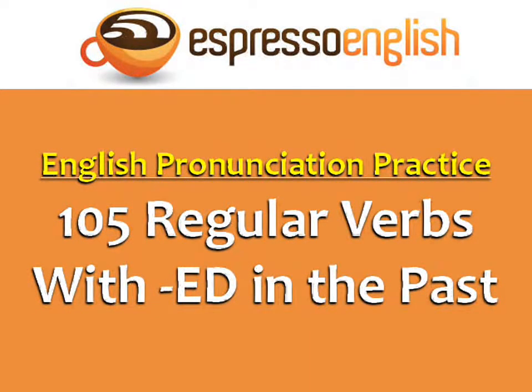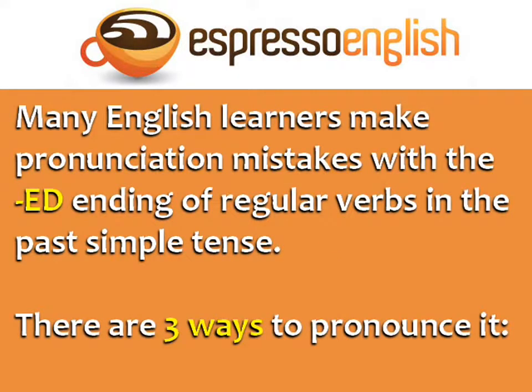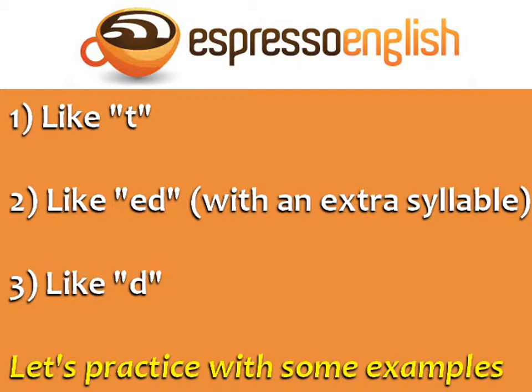English Pronunciation Practice 105: Regular Verbs with ED in the Past from EspressoEnglish.net. Many English learners make pronunciation mistakes with the ED ending of regular verbs in the past simple tense. There are 3 ways to pronounce ED in English: like T, like ED with an extra syllable, and like D. Let's practice with some examples.